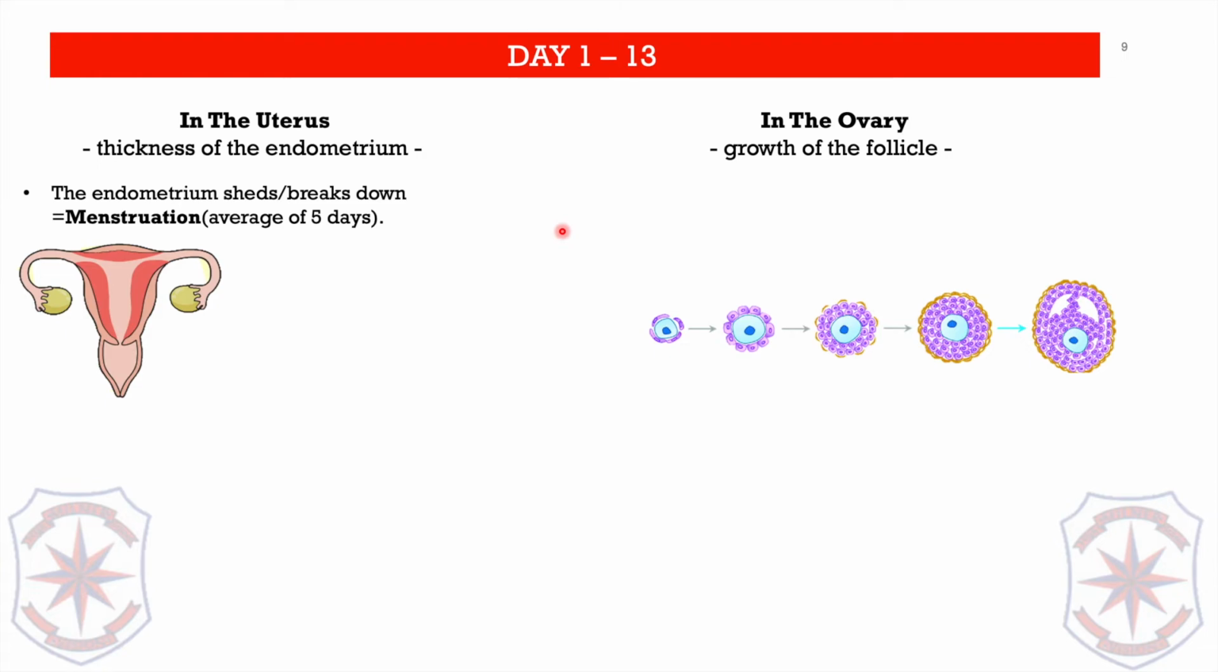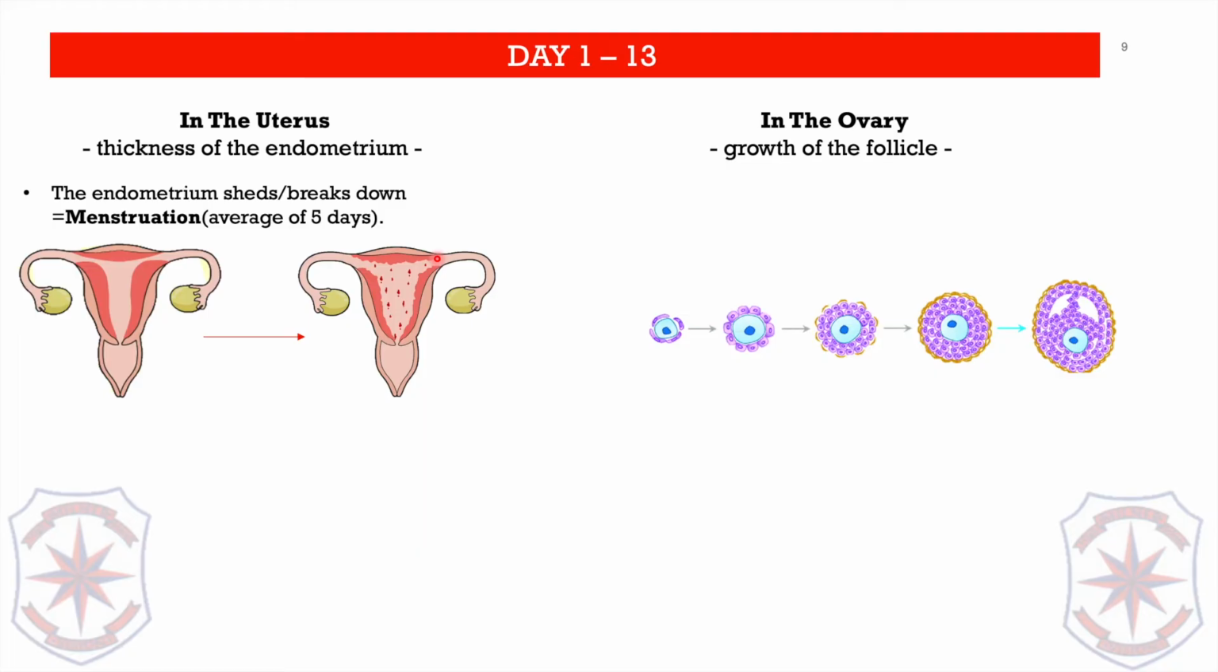Now, from day 1, what happens? In the uterus, the endometrium will shed, or break down, and this is called menstruation. It takes an average of 5 days, meaning it would occur from day 1, 2, 3, 4, 5 on average. Remember, every female is different and every month is also different. So one female may menstruate, or shed her endometrium, for 3 days, another one 5 days, another one 7 days.